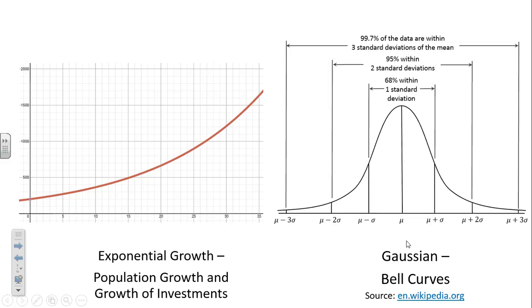Then we have exponential growth. We've been talking about those with population growth and our investments, our A equals P e to the rt types of problems. And then Gaussian or bell curves is something that you studied a little bit last year when you were talking about the norm reference tests and the mean and how many standard deviations you were away from the mean. So you worked with those a little bit in Algebra 2.